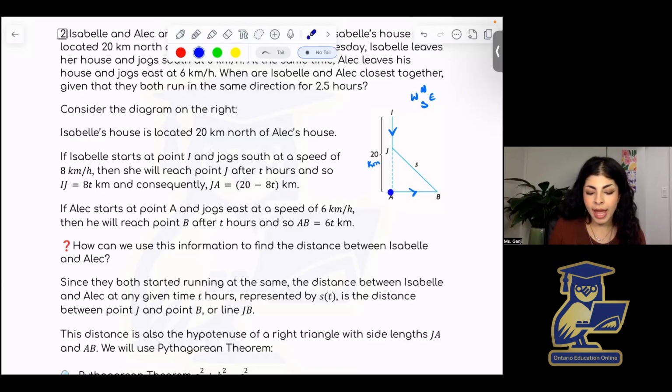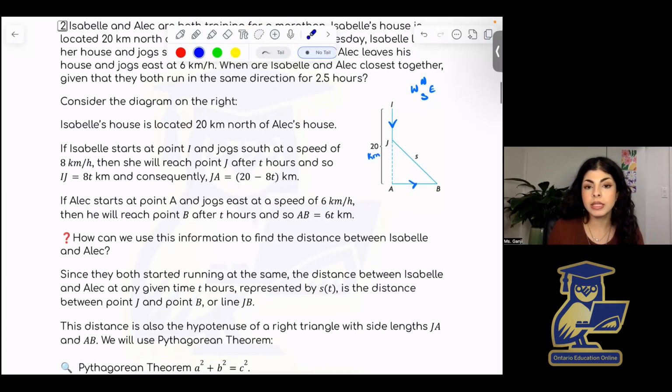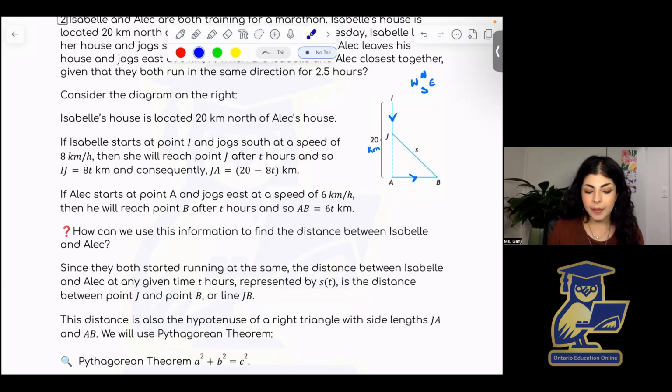Now, Alec, starting at point A, is jogging east at a speed of 6 kilometers per hour. So he will reach point B after T hours, and this will be represented by 6T, which is his speed times the time, and that will give you the distance he's traveled. So how can we use this information to find the distance between Isabel and Alec? I've already given you an interpretation of it, but how can we do this now using math? Because they were both running at the same time, the distance between them is given by the variable T, after T hours.